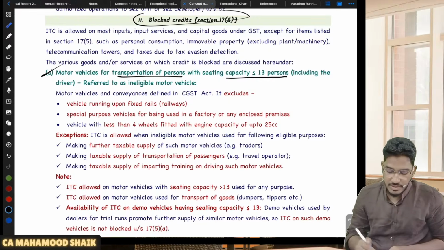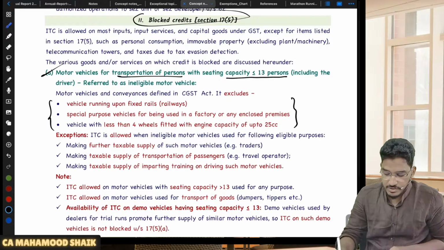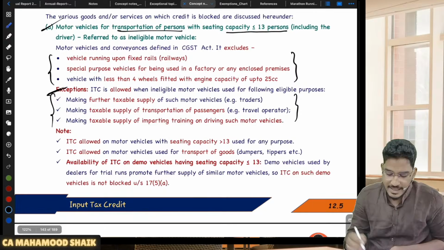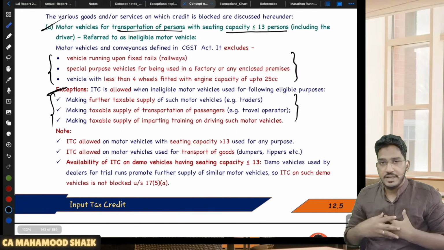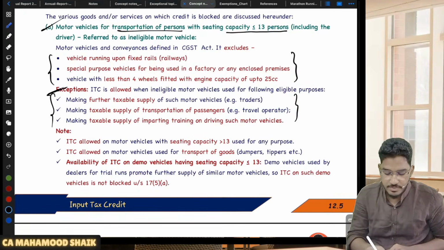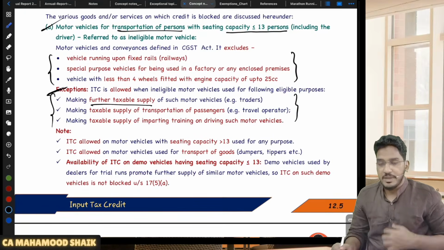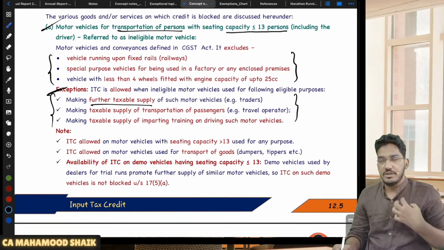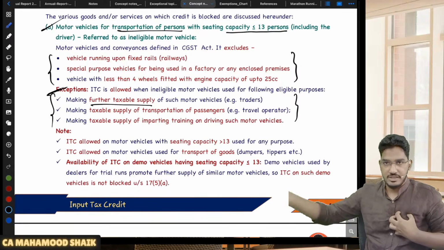ITC is blocked. However, if you are using it for eligible purposes, then you can claim the ITC. Exceptions: if you are buying an eligible motor vehicle, but using it for eligible purposes, then you can avail the input tax credit. Sir, what are those eligible purposes? If you are using it for the purpose of making a further supply, like you purchased a car and you are using it for making a further supply.